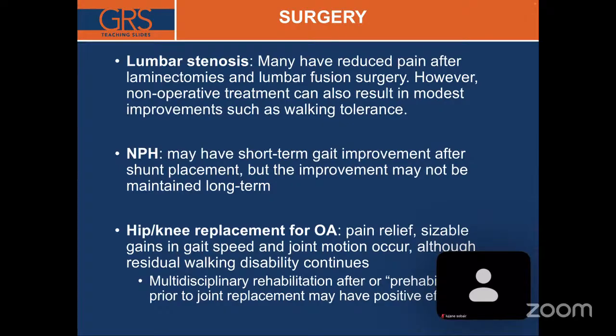And the key points to emphasize, for example, in lumbar lordosis, it's helpful for patients. Surgery such as laminectomy or lumbar fusion can reduce the pain, and thus they can improve walking tolerance. However, it's important to note that non-operative treatments can also provide modest improvements, especially in walking abilities.